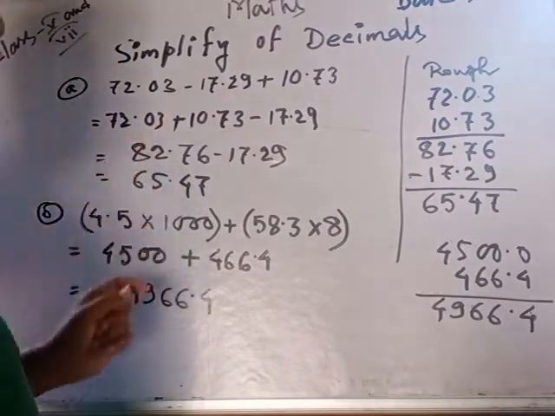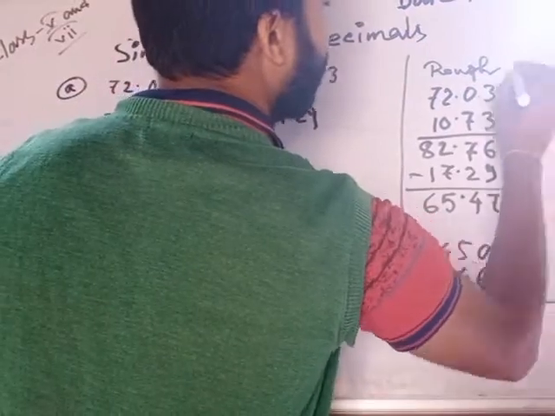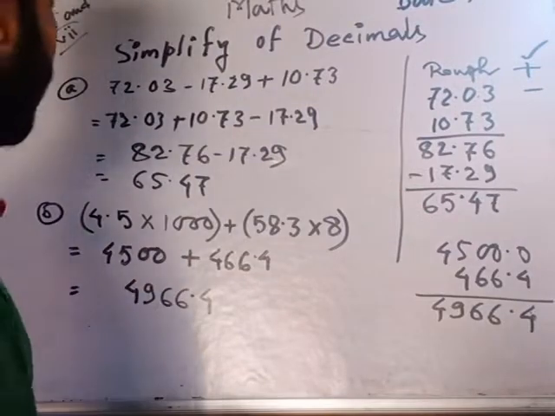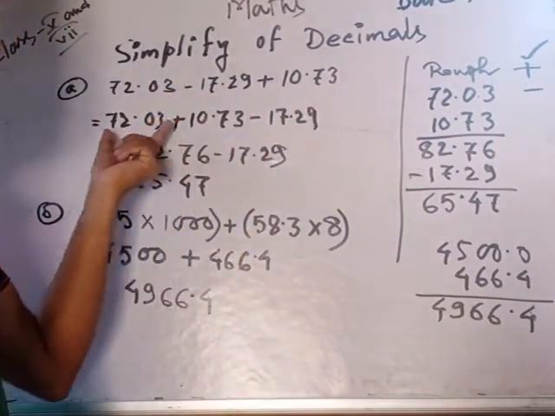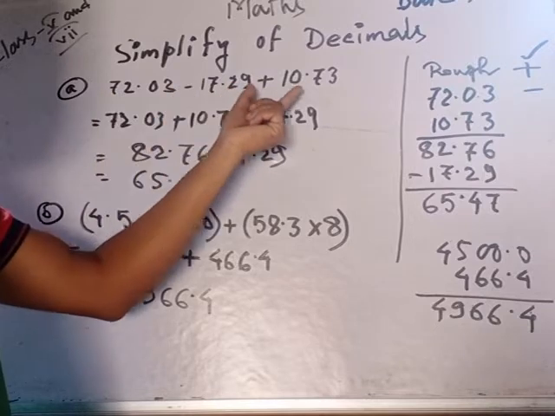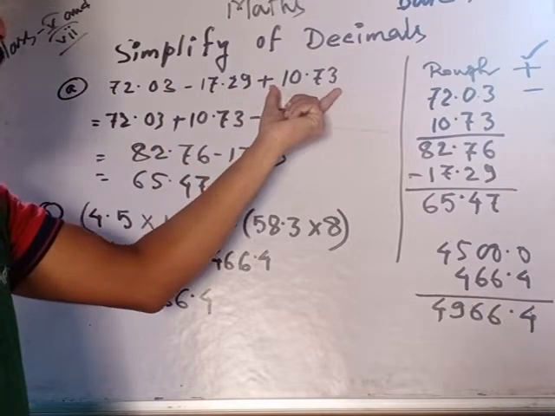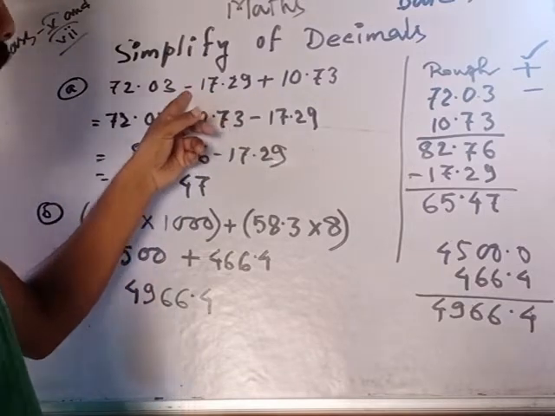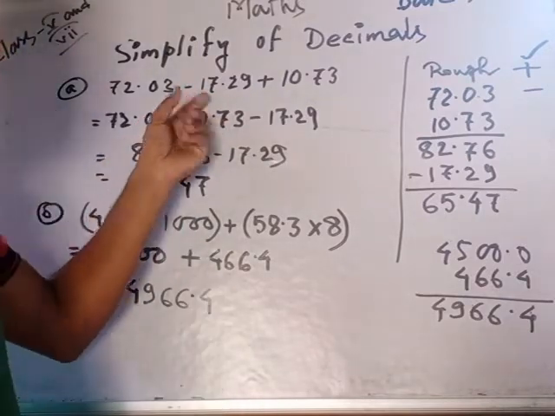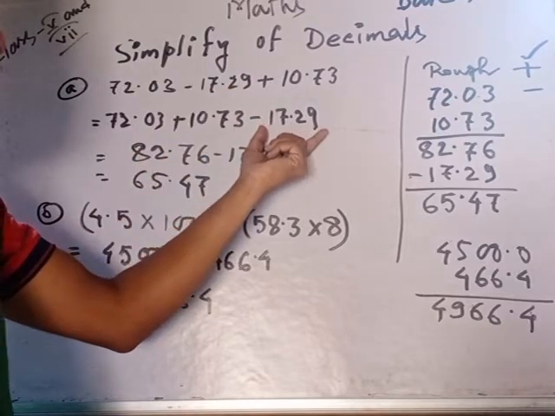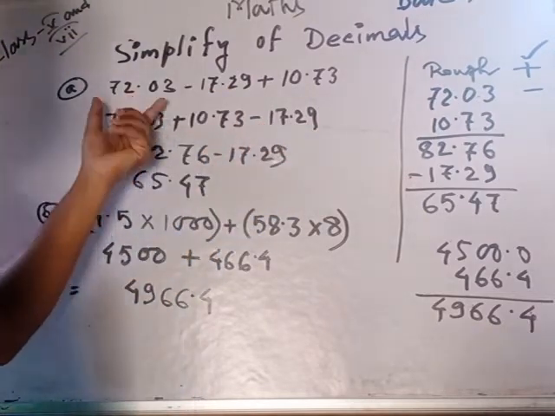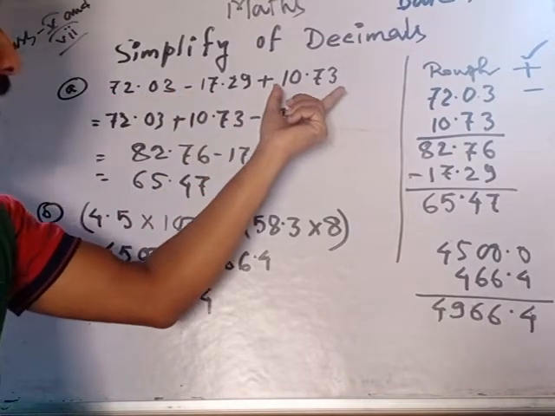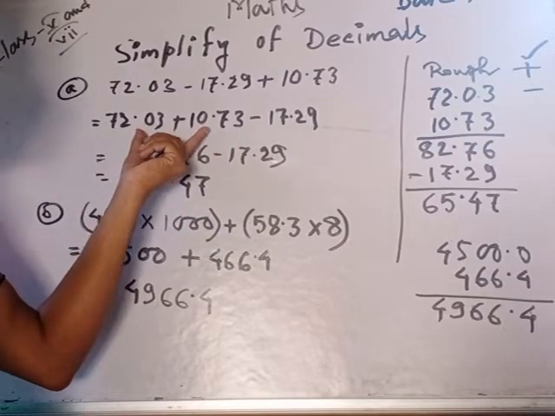Okay. If there is a plus or addition and a subtraction sign, at that time you should do the addition first. That means you should add the numbers first. Here is the addition sign, so you should add these numbers, not these numbers, because the previous sign of this decimal number is minus. That's why it will go to the next. So at first we should do 72.03 plus 10.73.